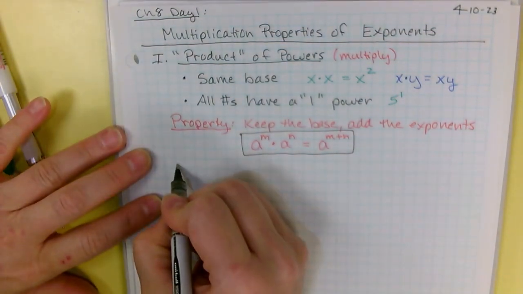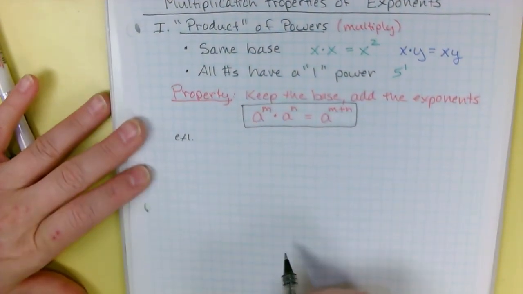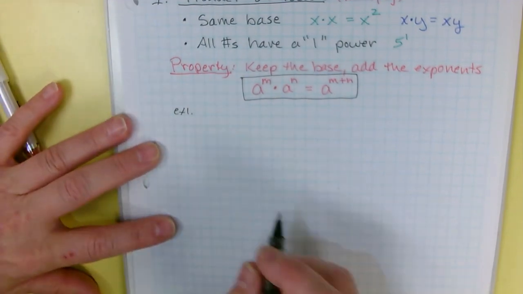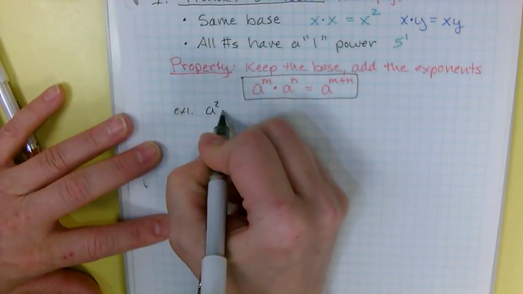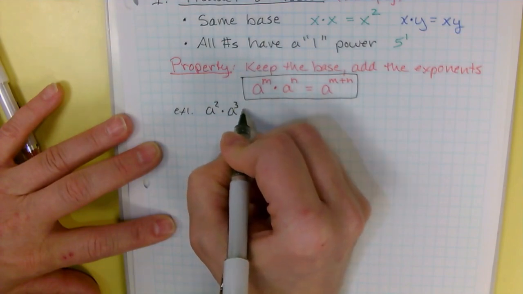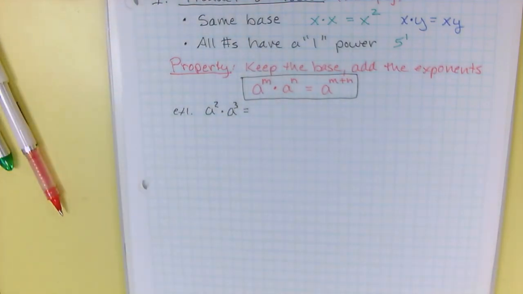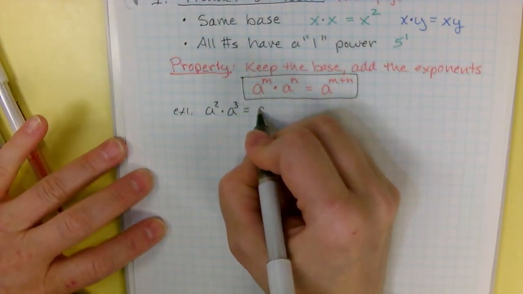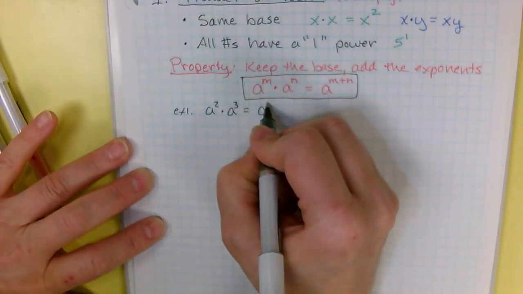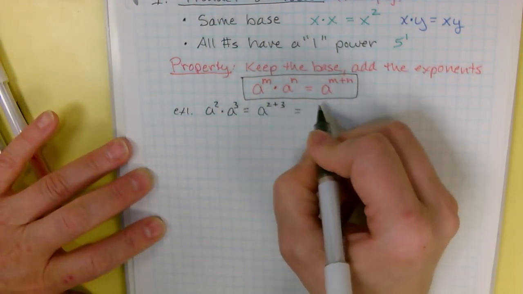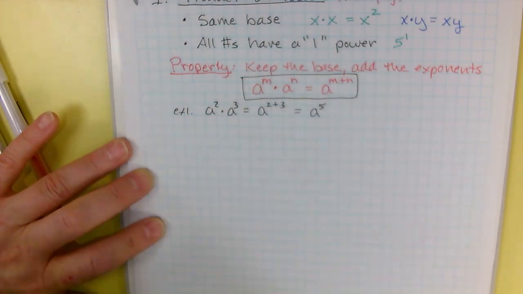All right, so now we're going to do some examples. We're going to start easy and go more complicated. So let's start easy. A squared times a cubed. Both are a base a, so you keep the base a, add the powers, 2 plus 3, which is a to the 5th.